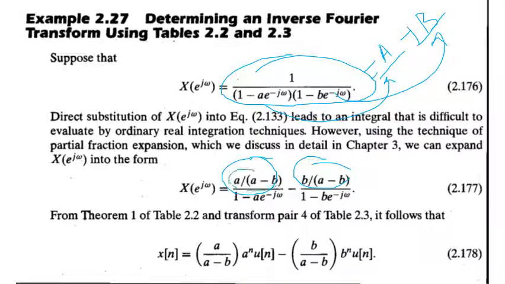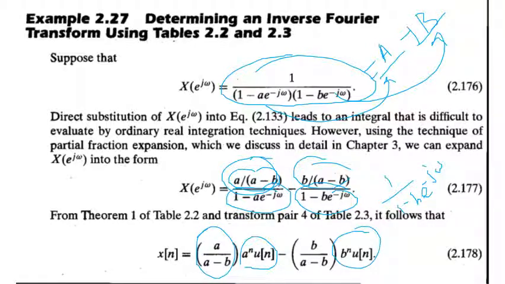This is just scaling, so the scaling stays at the output. And we know what the inverse of this is: the inverse of this is a raised power n u of n. This is scaling, and we know the inverse of 1 divided by 1 minus b e raised power j omega is b raised power n u of n. So you need to know where to apply the partial fraction. We apply partial fractions to find the inverse. We convert this multiplication into addition or subtraction, and then find the inverse Fourier transform. Moving on to the next slide.